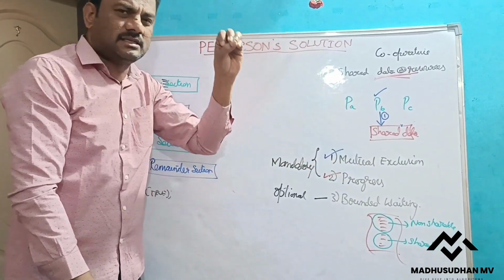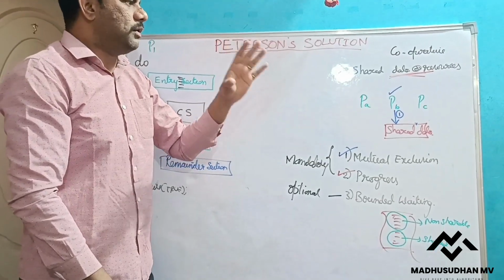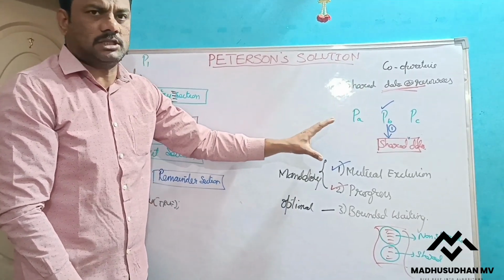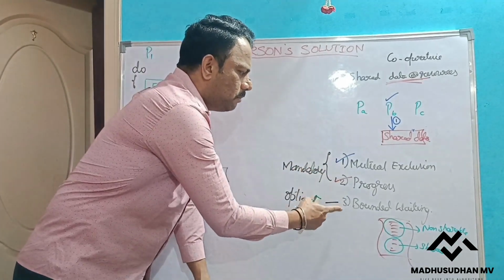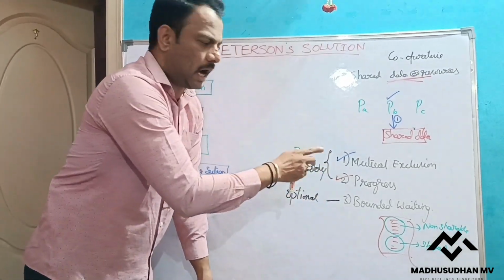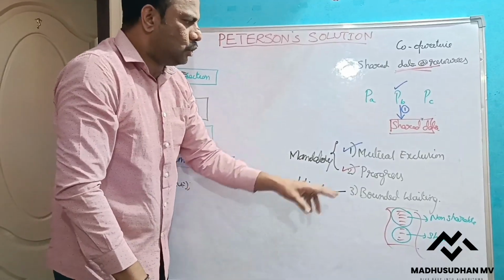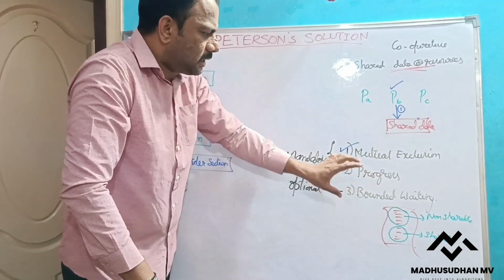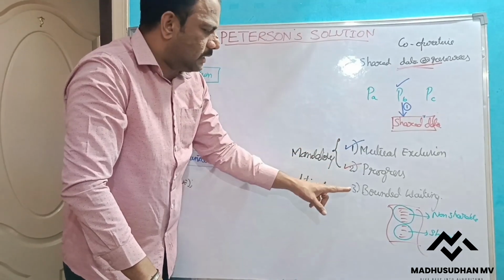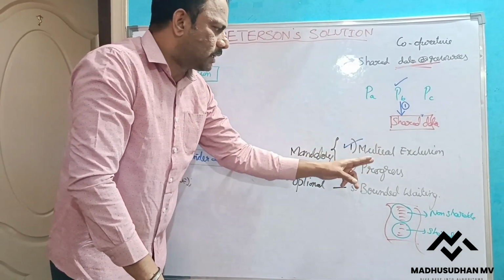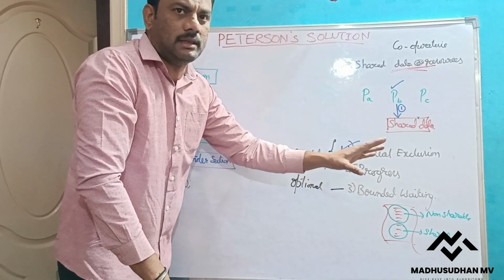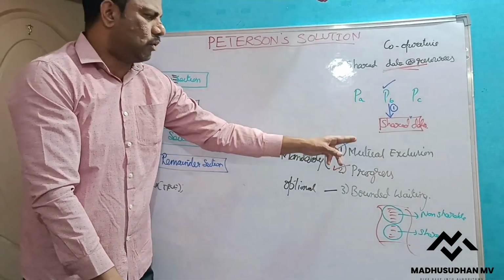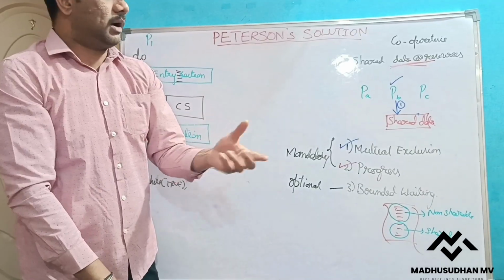Any method which solves this critical section problem has to satisfy three requirements: mutual exclusion, progress, and bounded waiting. Among these three, two are mandatory and one is optional. We also discussed these in the last video. If you have not watched my last video, or if you don't know this concept, please watch it first and then come to this one.